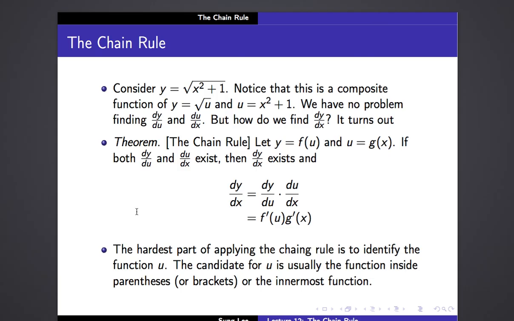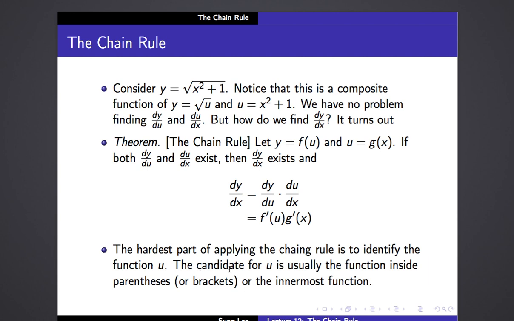So we know the chain rule. Often students feel some kind of difficulty when they try to apply the chain rule. The hardest part of applying the chain rule is to identify the function u. Once you have the correct function u, then the rest is easy. Find dy by du and du by dx, and you just have to multiply them to get dy by dx, by the chain rule.